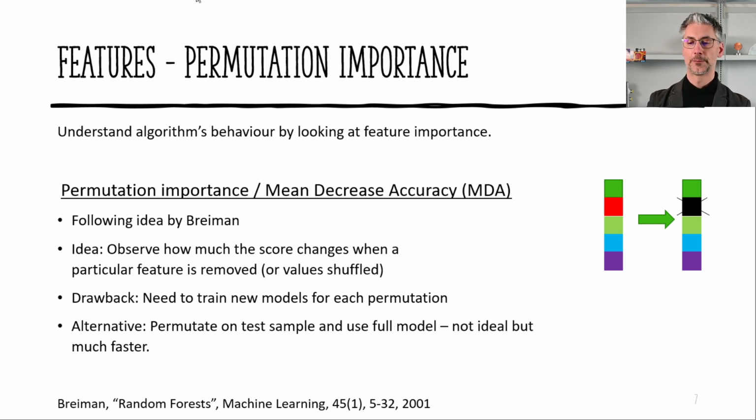The alternative is that we permute on the test data and use the full model that is trained on the full data. It's not ideal, but because typically we use a lot less test data, that tends to be fast, and also we don't need to retrain.